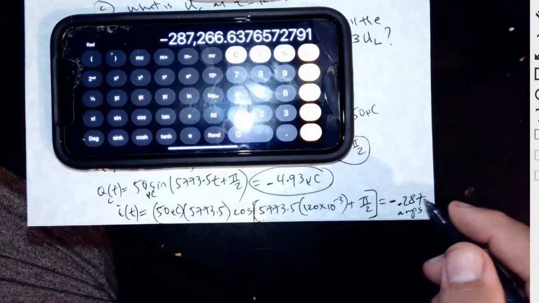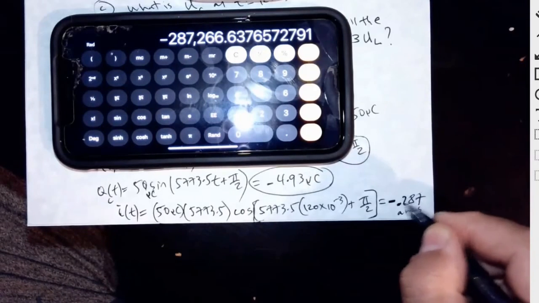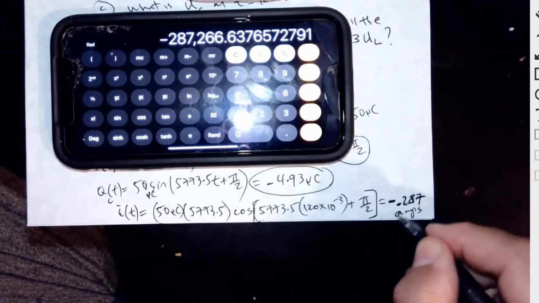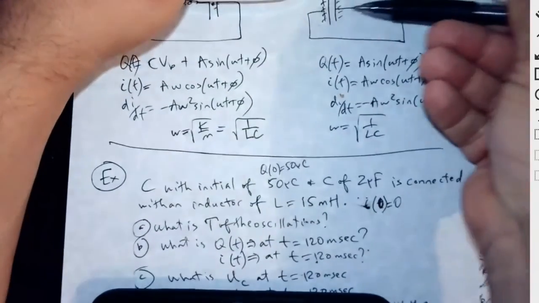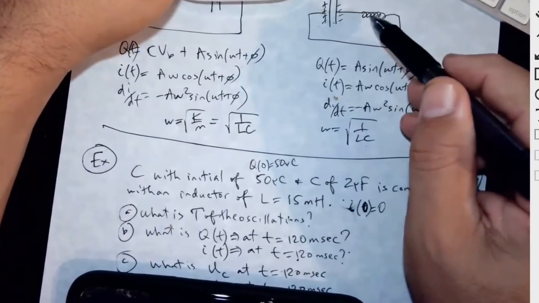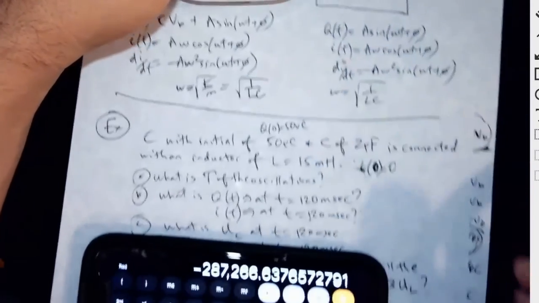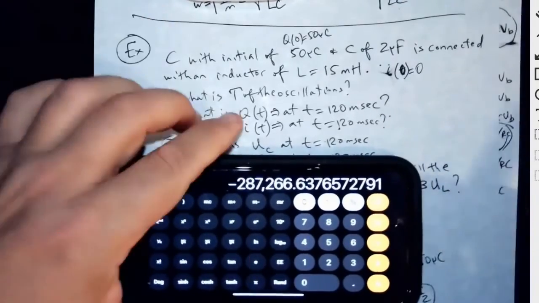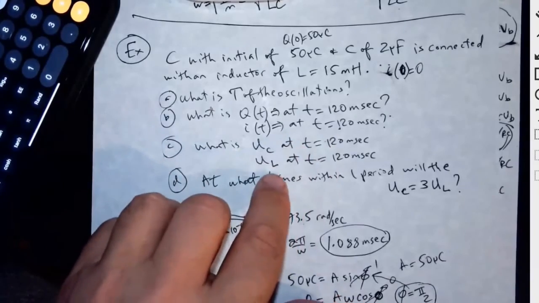Right? Yeah, that's pretty high. Negative 0.287 amps. The negative just means that it's flowing this way, opposite to the direction of the charge of the capacitor at that instant. You see? Okay, so then once we have that, we could do UC/UL pretty easily.